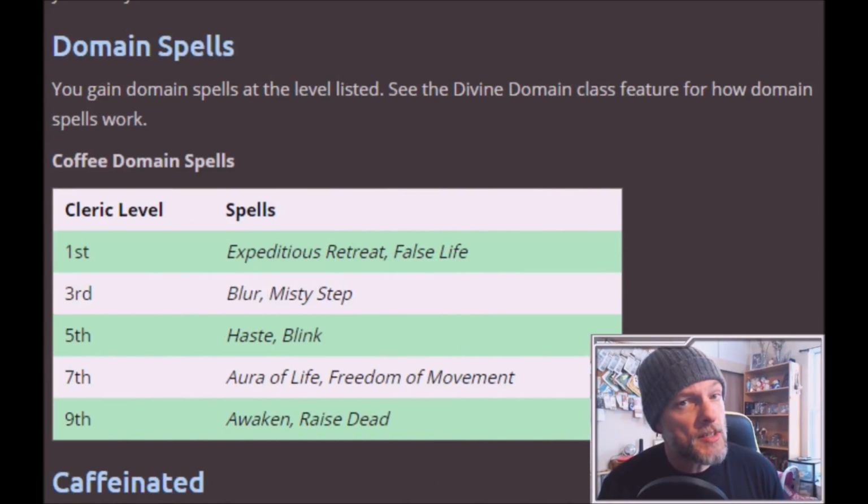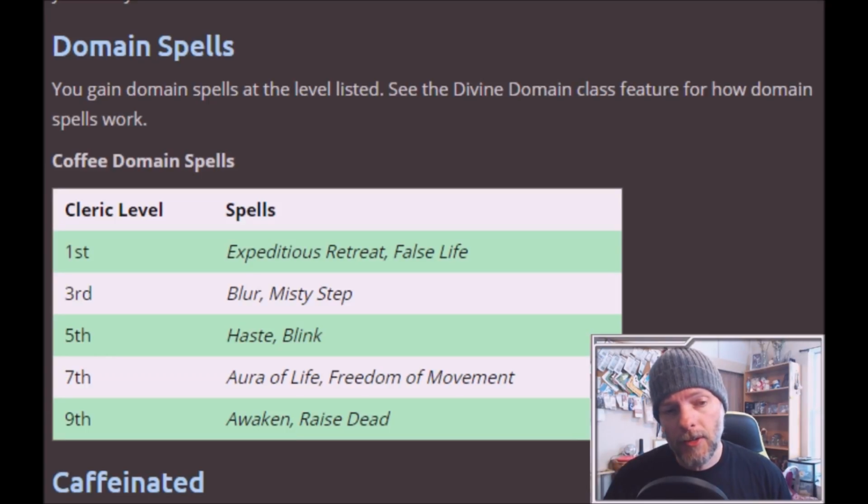Now we're going to discuss spells more in a little bit, but let's just take a quick peek at the domain spells that you get by being a Coffee Domain Cleric. First level, Expeditious Retreat and False Life. 3rd level, Blur and Misty Step. 5th level, Haste and Blink. 7th is Aura of Life and Freedom of Movement. And 9th is Awaken and Raise Dead.